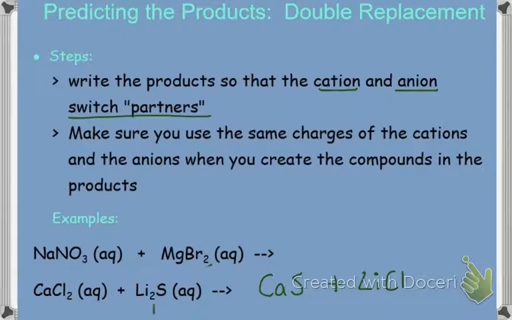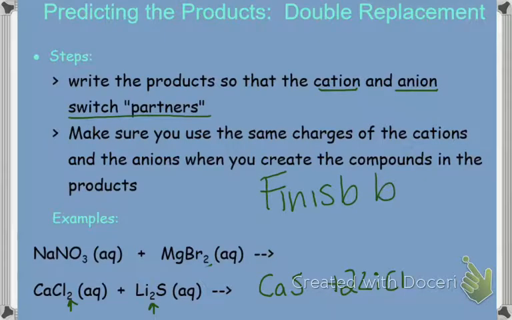And then I see that I have 2 lithium and 2 chlorine, so to balance this, I simply have to put a 2 in front of the lithium chloride. Next steps, download the document with the practice for predicting the products of double replacement, predict the switches, check your charges, and then as always, finish by balancing.